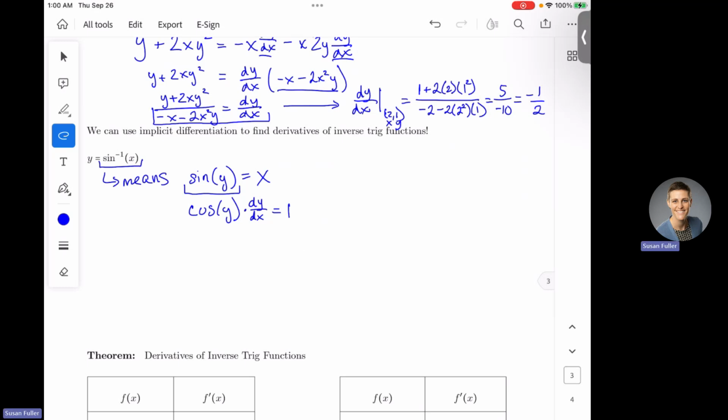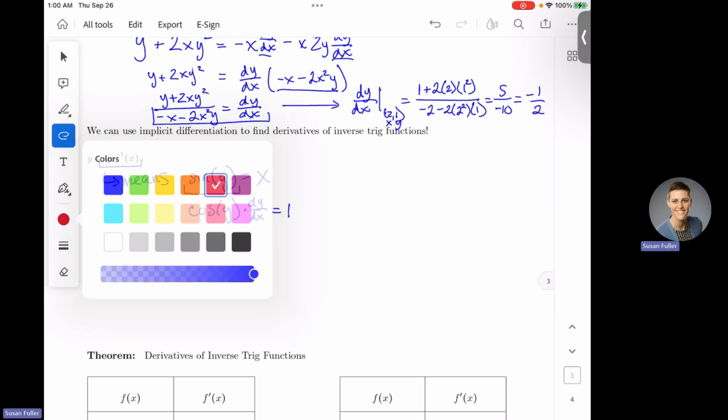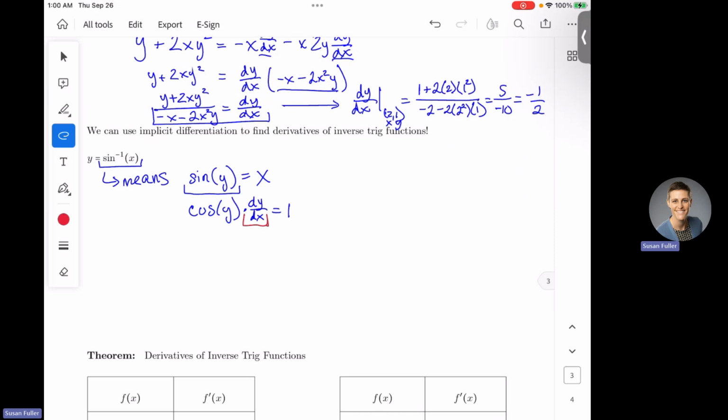Okay, so now we have the derivatives of both sides. This looks nice. And we have to solve for dy/dx. So to get dy/dx by itself, I'm going to divide both sides by the cosine of x. And I'm going to get that dy/dx is equal to 1 over the cosine of y. Oh, that's nice.